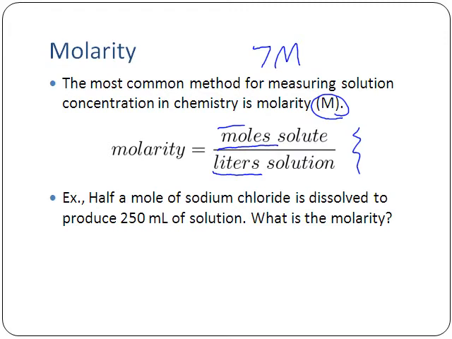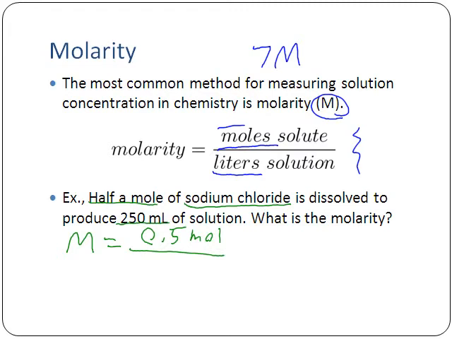So let's start off by seeing how this works. We have an example. Half a mole of sodium chloride is dissolved to produce 250 milliliters of solution. What is the molarity? So in this case, we're looking for molarity. Molarity is equal to moles of solute. And what's the solute here? It's sodium chloride dissolved into presumably water. So sodium chloride is our solute. And how much do we have? We have half a mole. So we have 0.5 moles of that divided by the number of liters of solution. We're told we have 250 milliliters. 250 milliliters, remember milli is thousandth.